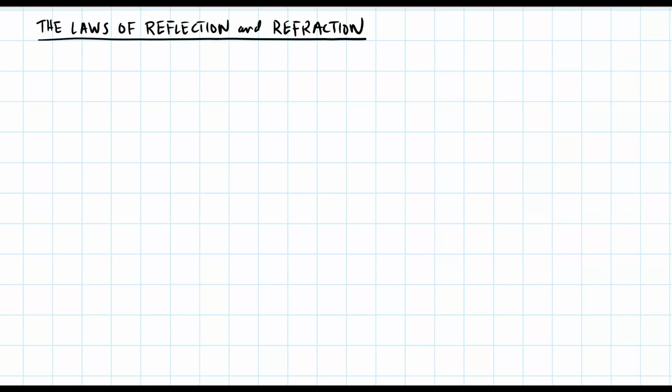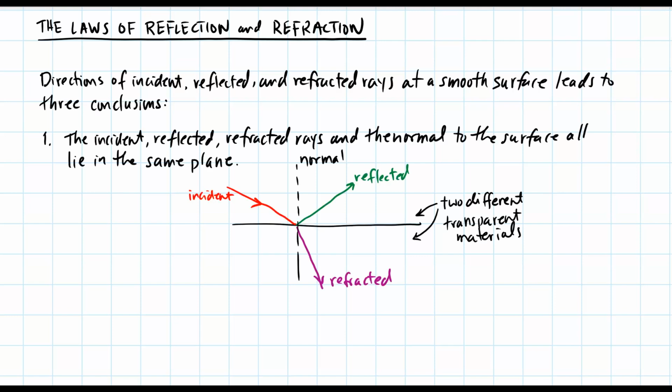Directions of the incident, reflected, and refracted rays at a smooth surface between two materials lead to the following three conclusions. The first one is that the incident, reflected, and refracted rays and the normal of the surface all lie in the same plane. So you see the incident light coming in, in red. It gets reflected partially at the surface in green, and then there's a refracted ray that travels into the medium.